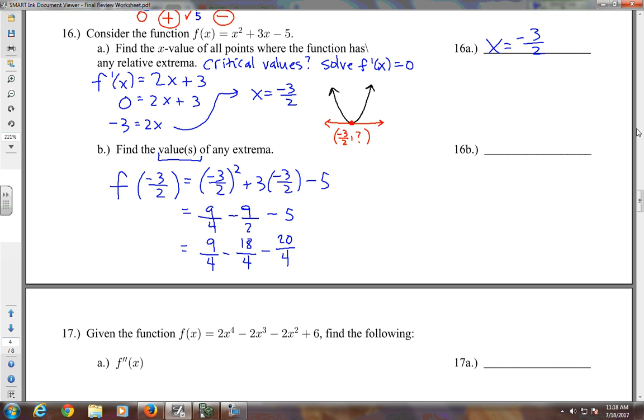And 20 over 4 here gives me 5. 9 minus 18 is negative 9. Negative 9 minus 20 is negative 29. So we end up with negative 29 over 4.